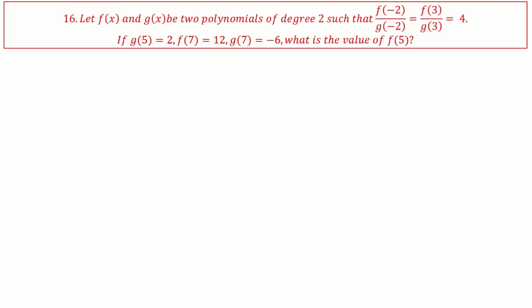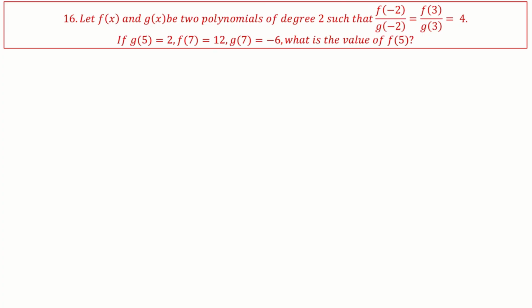Let f of x and g of x be two polynomials of degree 2 such that f of minus 2 divided by g of minus 2 equals f of 3 divided by g of 3, which is equal to 4. If g of 5, f of 7, g of 7 are given, what is the value of f of 5?